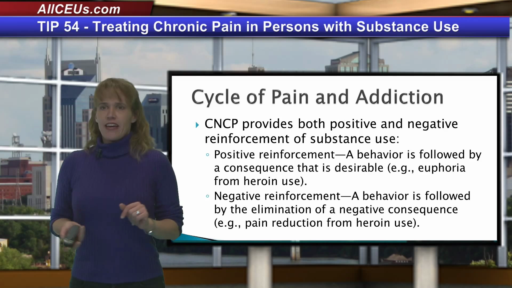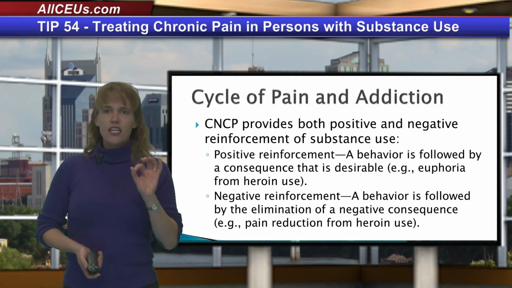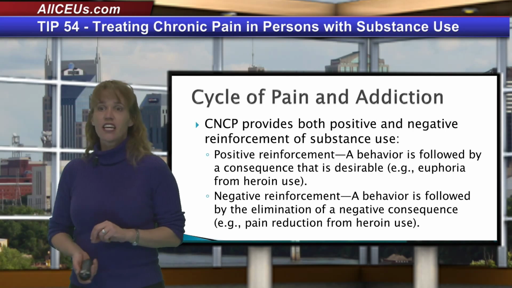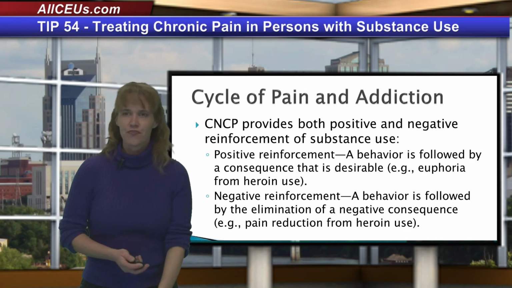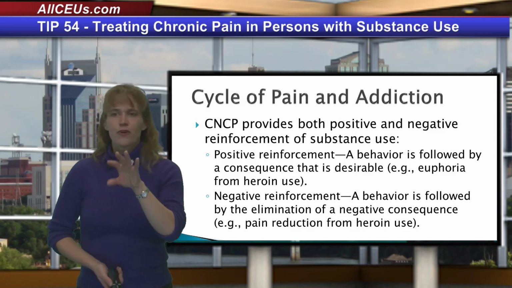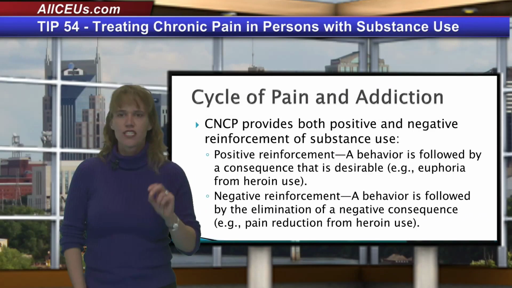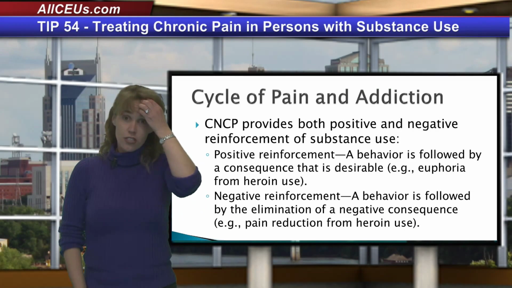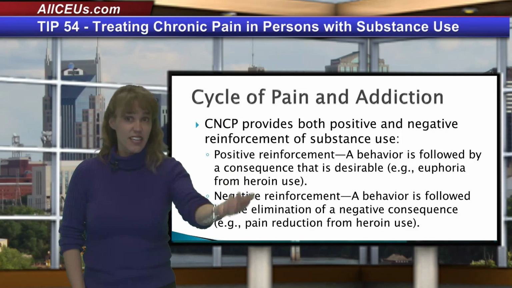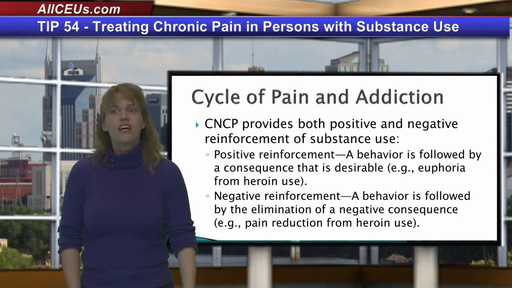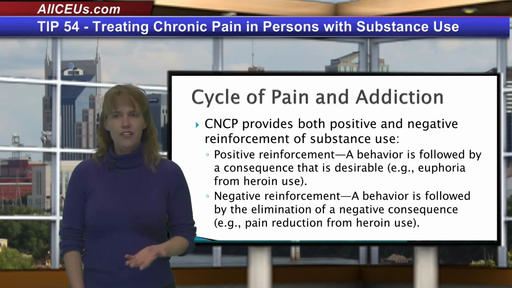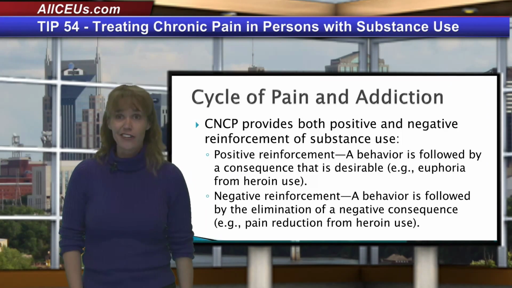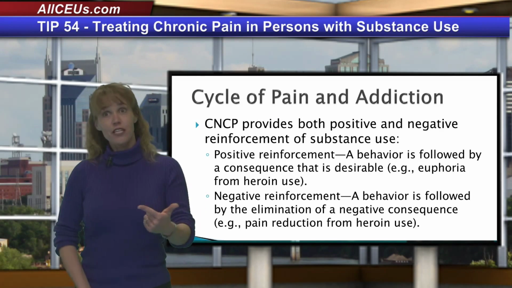The cycle of pain. Chronic non-cancer pain provides both positive and negative reinforcement of substance abuse. Hey, I guess I got ahead of myself. Positive reinforcement, a behavior is followed by a consequence that's desirable. So if somebody uses heroin or Vicodin or oxycodone, they feel really good. And the negative reinforcement, they don't feel pain either. They're feeling happy and they're feeling no pain.